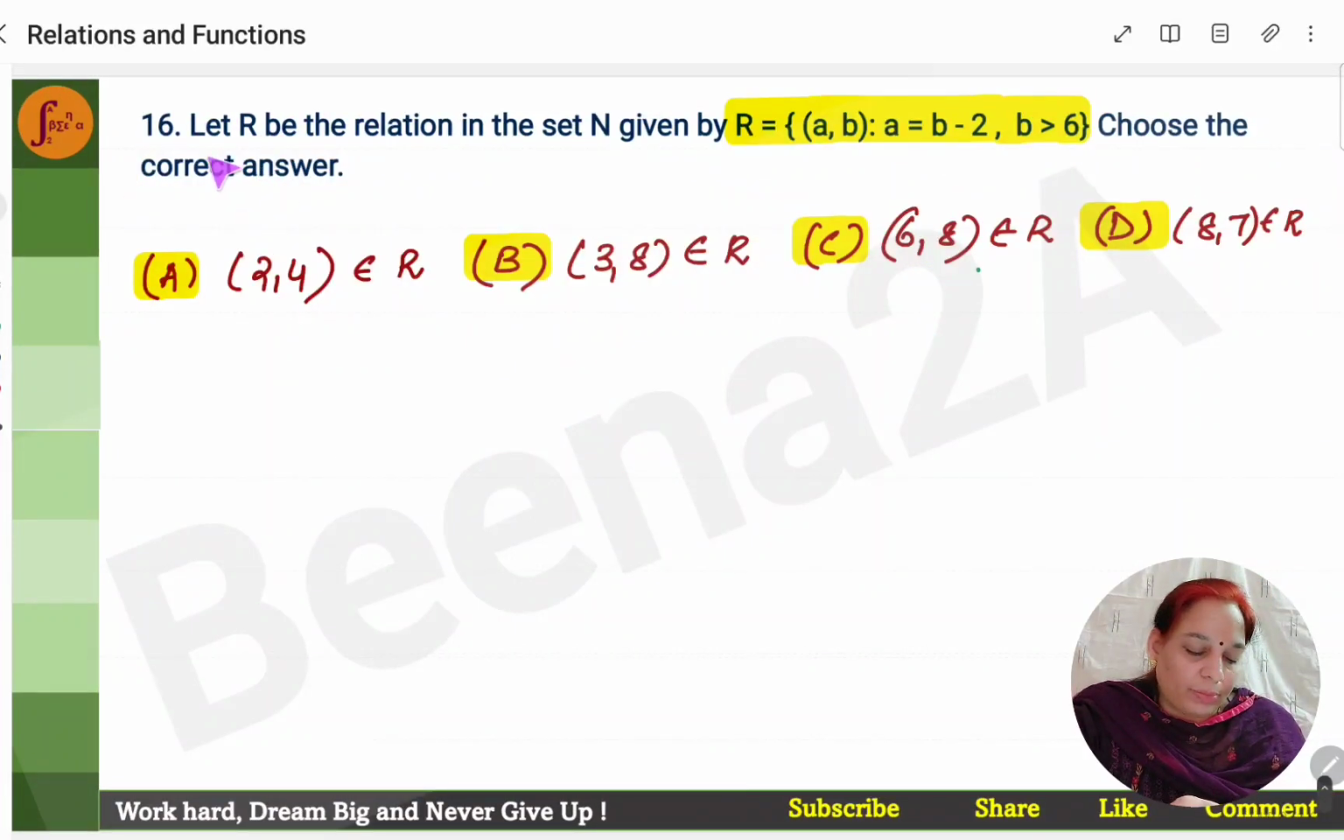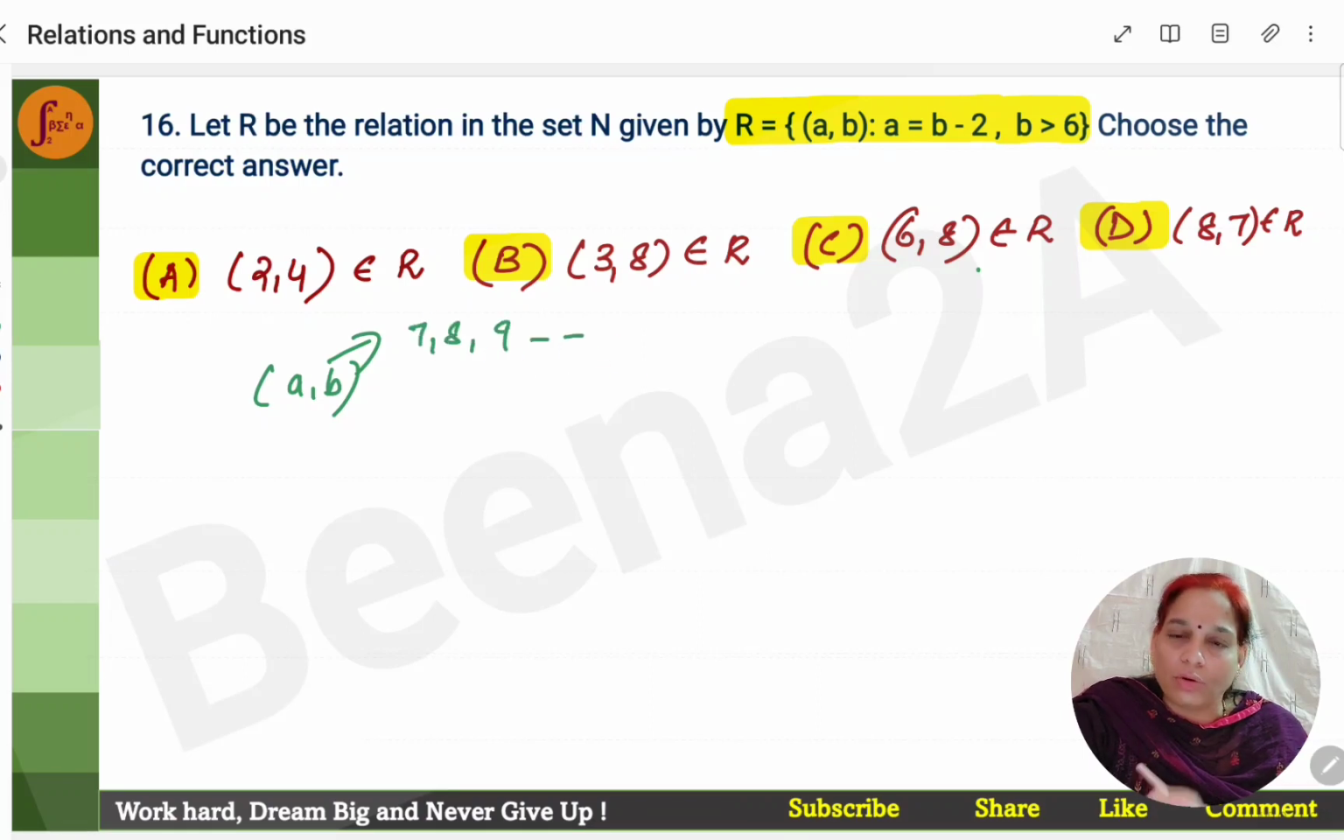Let's go to the next problem. Let R be the relation in the set N given by a is equal to b minus 2 and b is greater than 6. Choose the correct answer. So now b is greater than 6. b is the second element here, right? So you have (a, b) and b is the second element and b is greater than 6. Greater than 6 means 7, 8, 9 and so on, right?